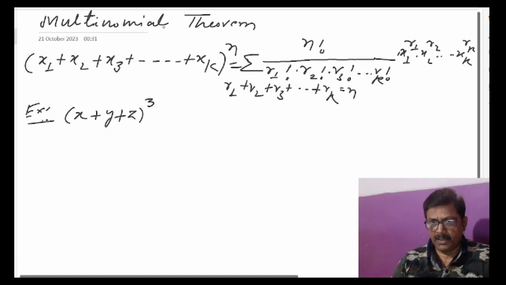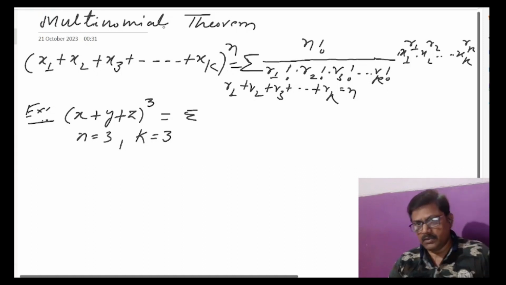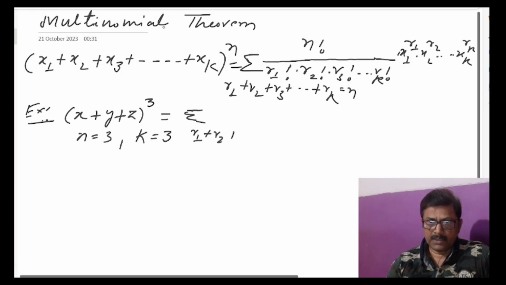See how we will apply multinomial theorem. First of all, I will write sigma. You can see power n is here 3, and n is here 3, and number of terms in bracket are also 3. So k is also 3. Okay. So apply the theorem: sigma R1 plus R2 plus R3, I will take only 3 parameters, R1 plus R2 plus R3 equal to n. N is what? N is 3.